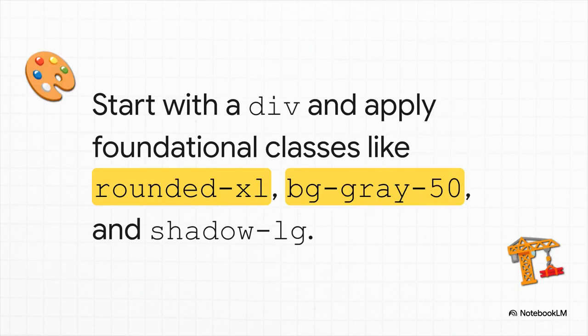And here's what that looks like in the actual code. We've got our div, and we're just dropping in those classes we just talked about. You can see them highlighted there, rounded-xl, bg-gray-50, shadow-lg. And just like that, boom, we've got the basic skeleton of our card. It already has a shape, a feel, no CSS file needed.